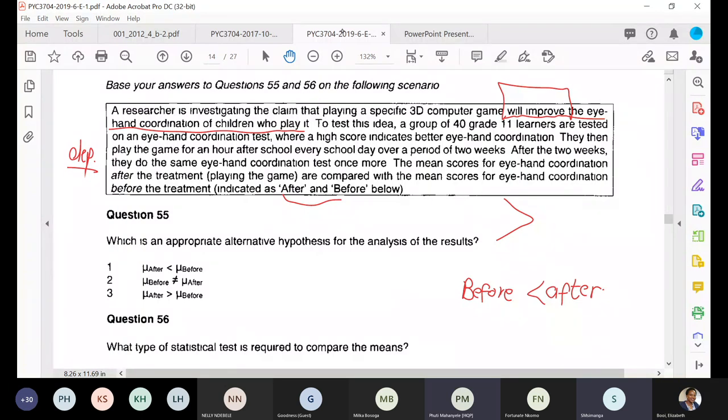No, remember, that's what you're going to test. Before you do whatever, you have to identify your hypothesis. Results come later. That is the point of departure, identifying exactly the hypothesis. Okay. But also there's a claim that a specific 3D computer game will improve. The claim. 100%. Yes. Okay.